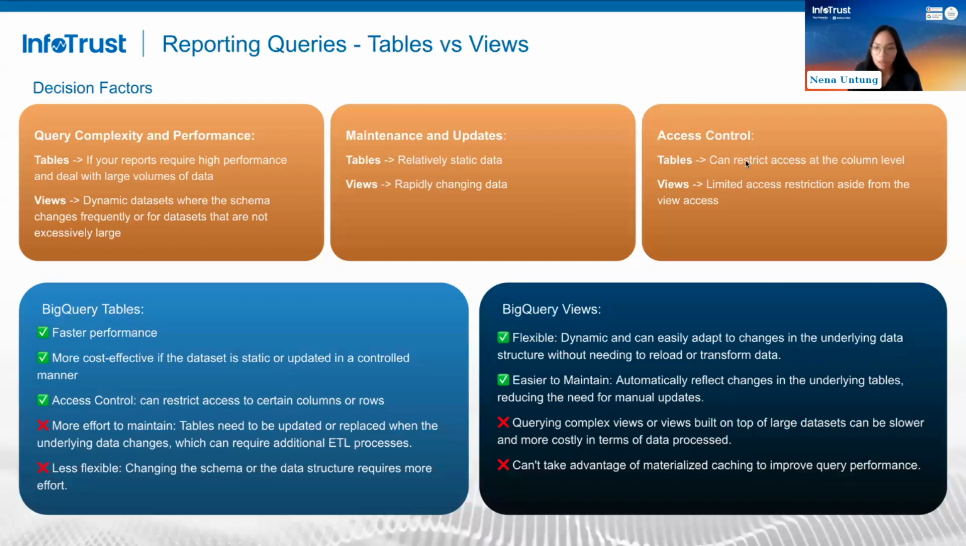And then lastly, with tables, you do have more options in terms of restricting access to certain columns, whereas with views, you can only grant access at the view level. You can't share a view but hide certain columns. That level of control is only available within a BigQuery table. So just a few things to keep in mind when it comes to deciding how you want to aggregate the data points.